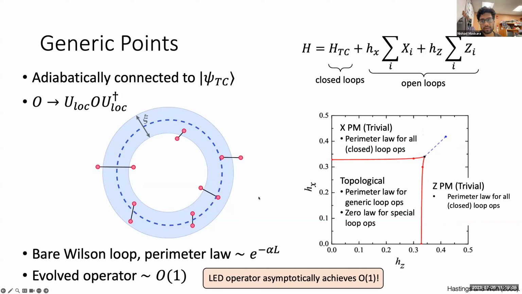Okay. So here, what decays exponentially is just the expectation value of the Wilson loop operator with respect to this perturbed ground state. Exactly right.